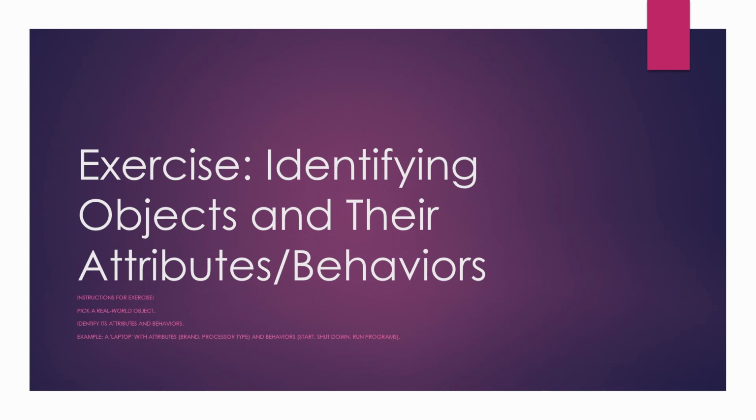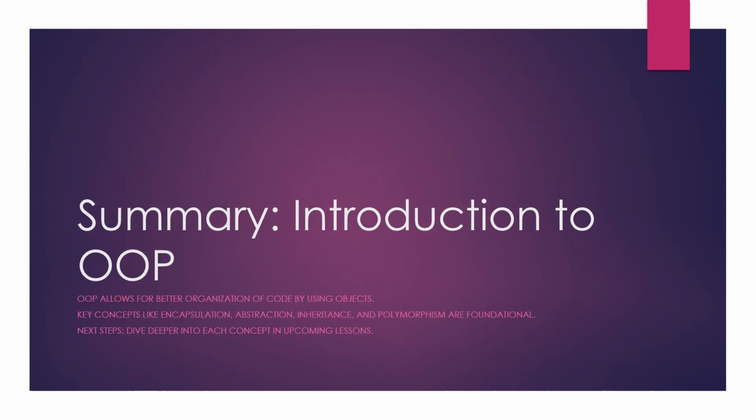Now it's your turn. Pick a real world object and identify its attributes and behaviors. For example, consider a laptop. It might have attributes like brand and processor type, and behaviors like start, shut down, and run programs. This exercise will help you connect real world entities to object oriented code.